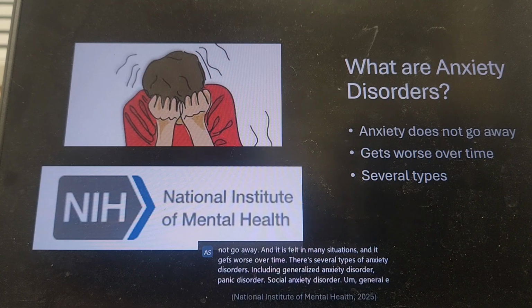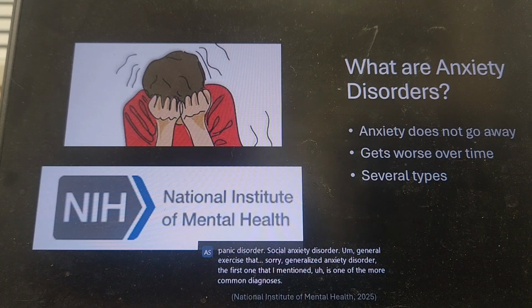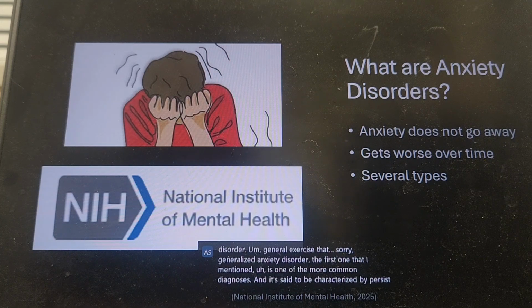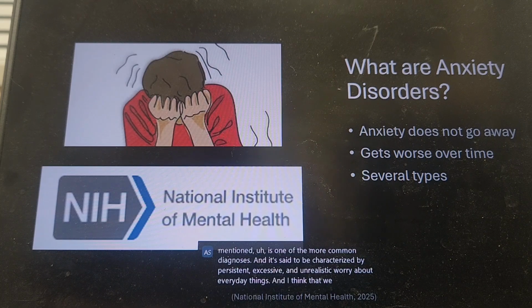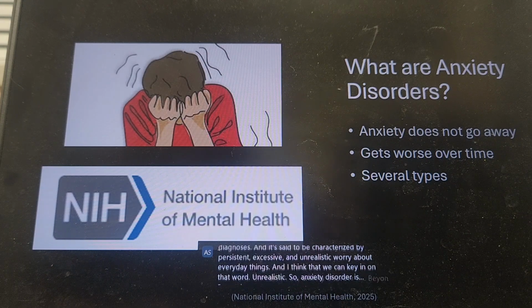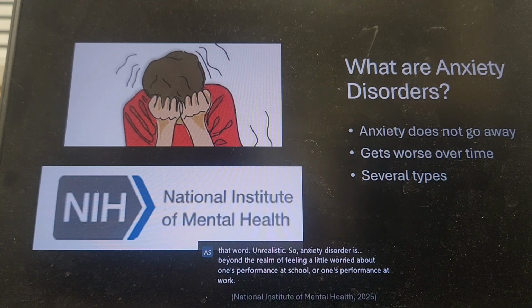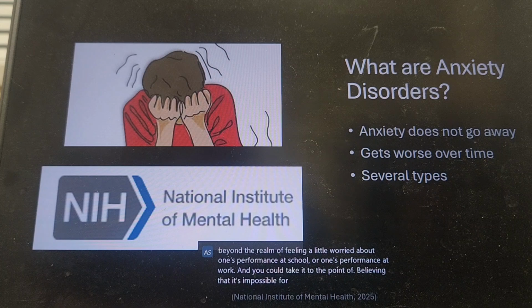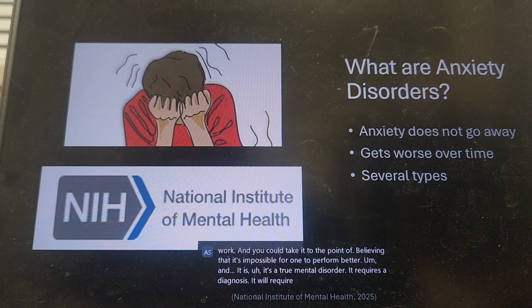Generalized anxiety disorder, the first one that I mentioned, is one of the more common diagnoses, and it's said to be characterized by persistent, excessive, and unrealistic worry about everyday things. And I think that we can key in on that word, unrealistic. So anxiety disorder is beyond the realm of feeling a little worried about one's performance at school or one's performance at work. And you could take it to the point of believing that it's impossible for one to perform better. And it's a true mental disorder. It requires a diagnosis. It will require professional treatment.